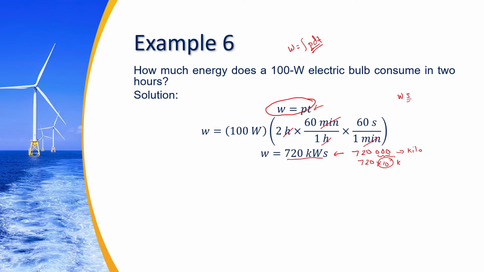Okay? So, another unit na pwede natin masabi sa kanya is that itong watt seconds ay equivalent ng joule. Kapag meron tayong 1 watt second, meron tayong 1 joule. Kaya naman, itong sagot natin na 720 kilowatt seconds, equivalent din siya sa 720 kilojoules.